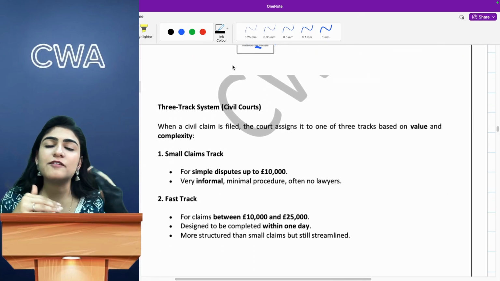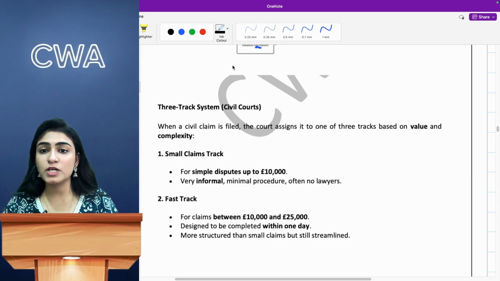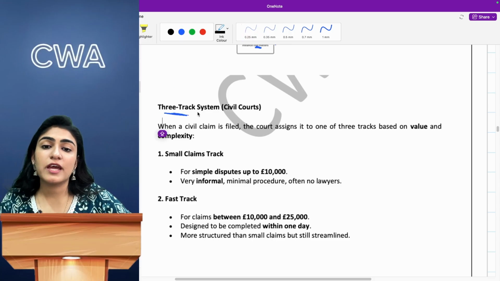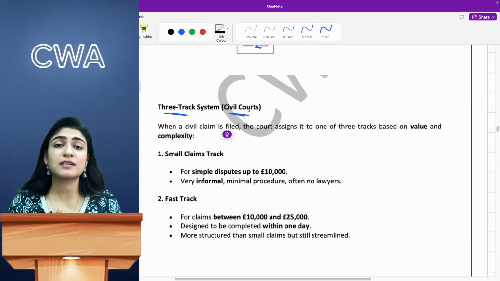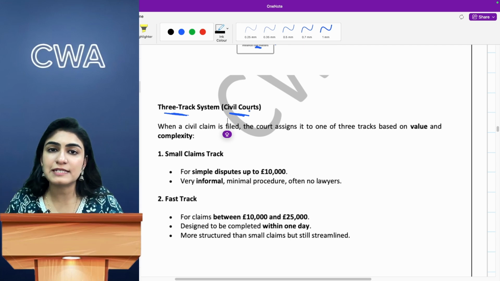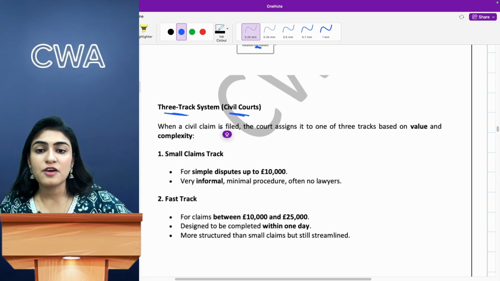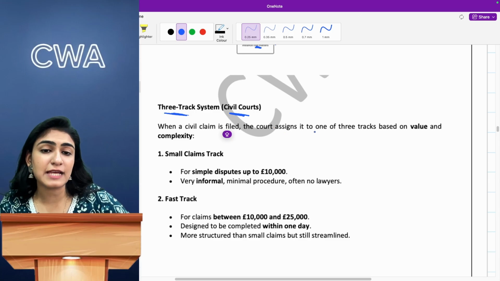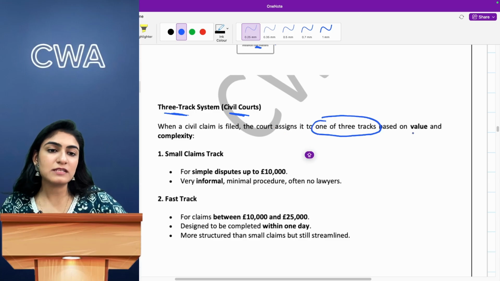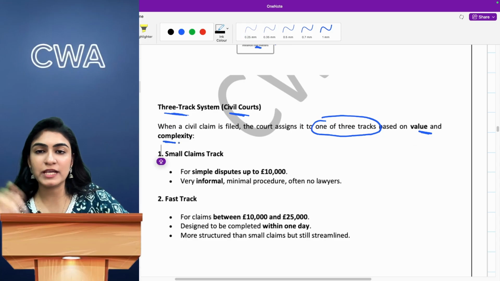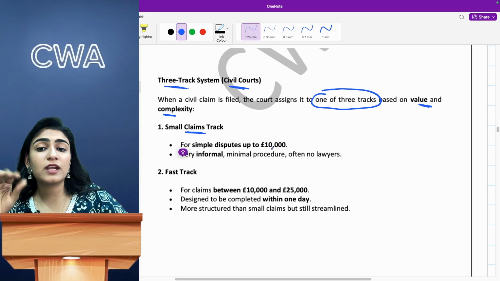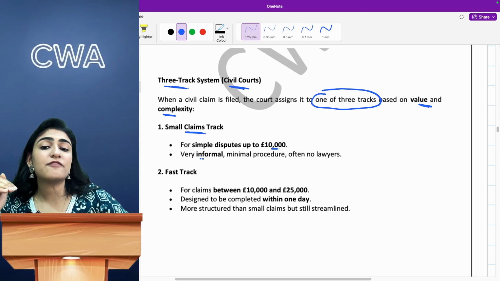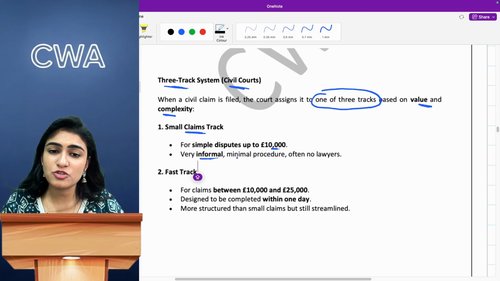Now, courts have tracking systems, or the right word is three track systems. Civil courts have three track systems. Basically, cases are divided based on the complexity and value of the case. When a civil claim is filed, the court assigns it to one of the three tracks based on value and complexity. The small claims track is where disputes are up to 10,000 pounds.